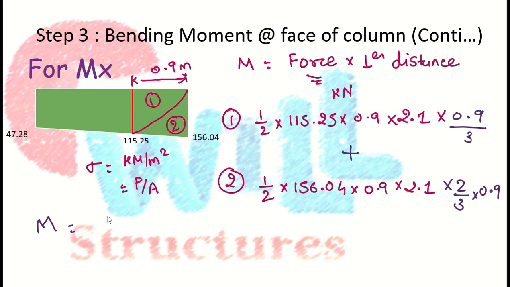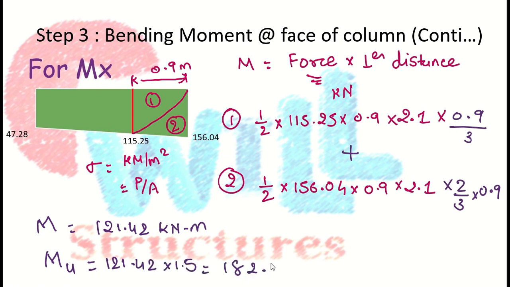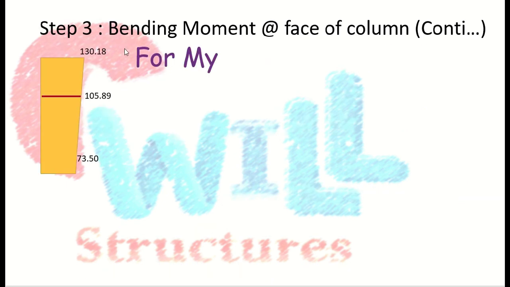Okay, so here the value of moment is 121.42, and as it is a moment, my unit is kilonewton into meter. Okay, we just have to determine the factored moment, 121.42 multiplied by 1.5, that is 182.1 kilonewton into meter, and that is the final factored moment about the x direction, right? Now similarly, we have to calculate the bending moment for the y direction, right? So the procedure is similar. You can see here the pressure diagram. The coordinates for the pressure diagram values, you can see the units are in kilonewton per meter square.